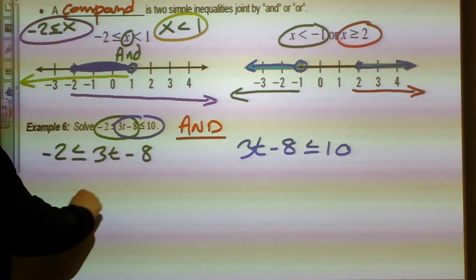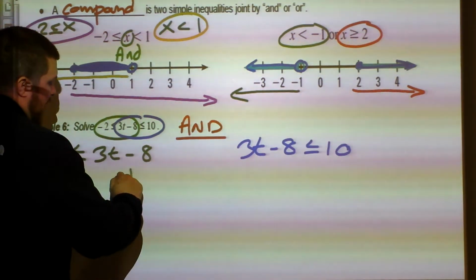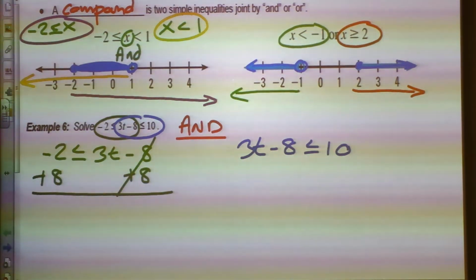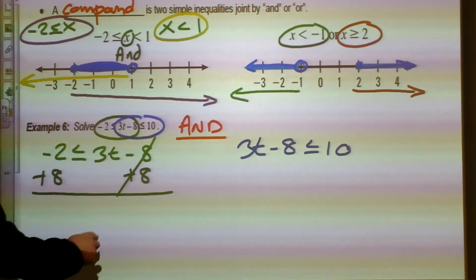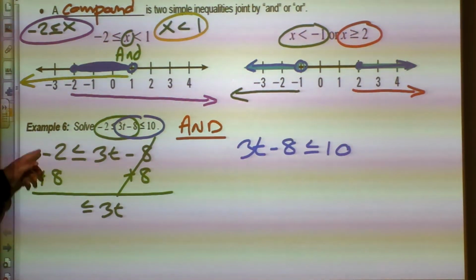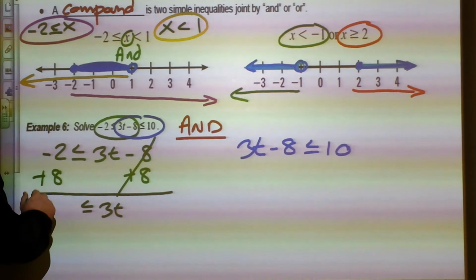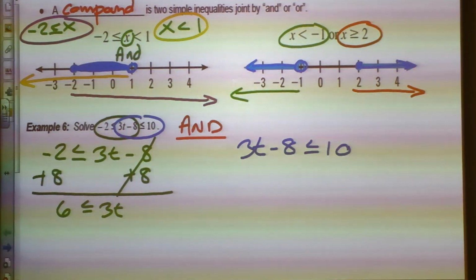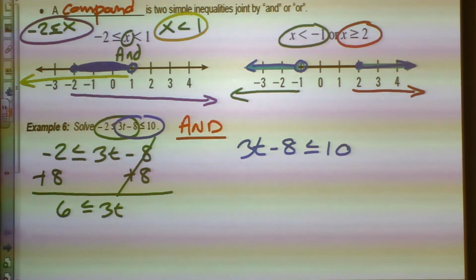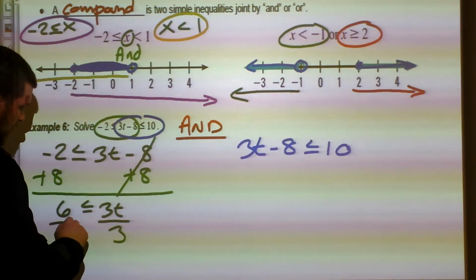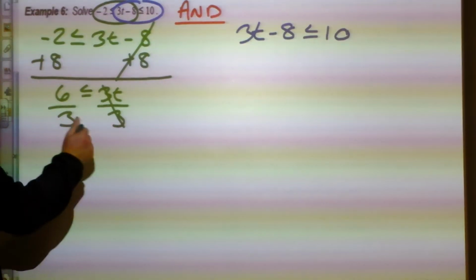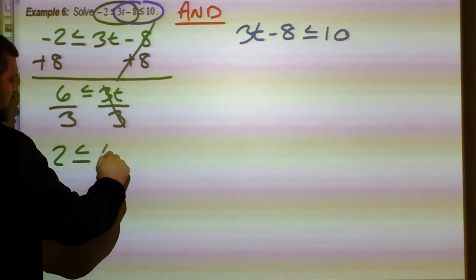We need to get negative 8 over to the left-hand side. We do that by adding 8. Negative 8, positive 8 cancel out. 3t is just going to fall down, and the inequality symbol is just going to fall down. Now, negative 2 plus 8 is positive 6. And now we're ready to get t by itself. We're going to do that by dividing, so divide by 3 both sides. And I end up with 2 is less than or equal to t.